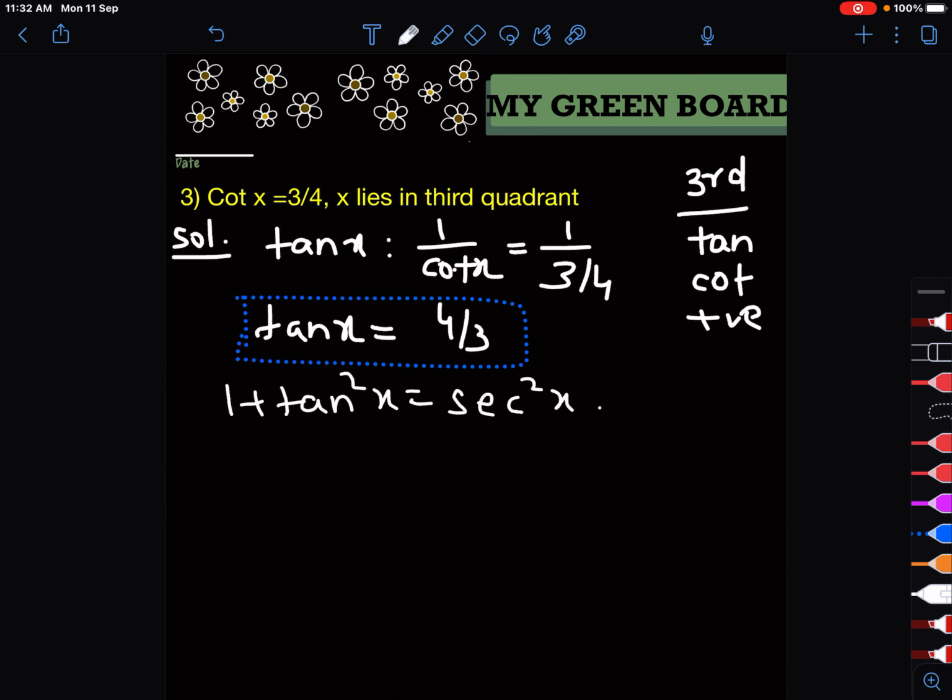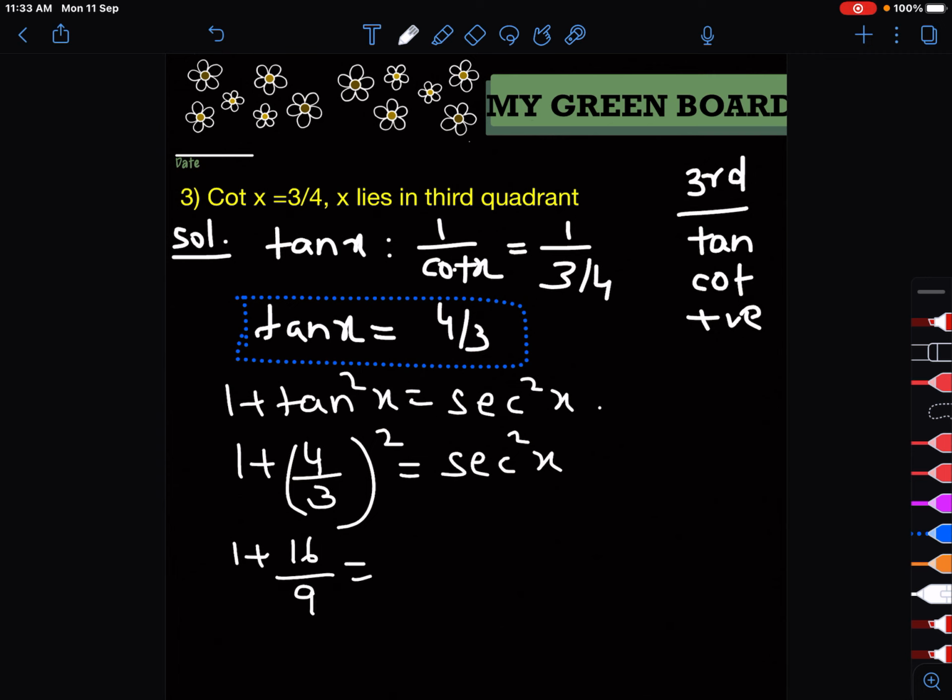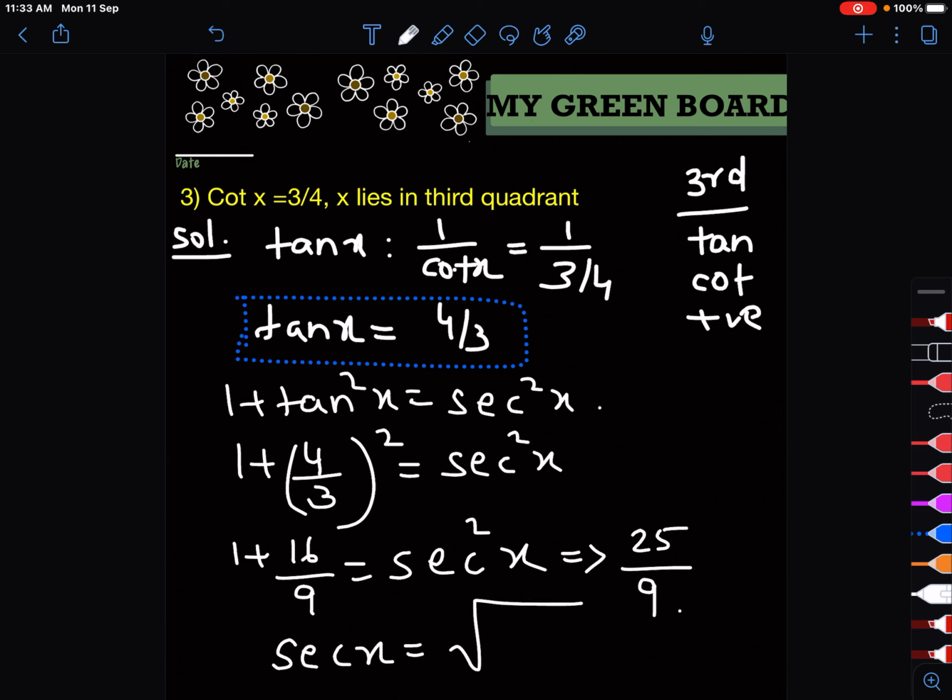Okay. Now, the value of tan x is 4 by 3, the whole square. Which will give you secant square x. Now, 1 plus 16 by 9 would be your secant square x. Okay. Which will give you 25 by 9. Okay. So secant x would be equal to root of 25 by 9, which is equal to 5 by 3.